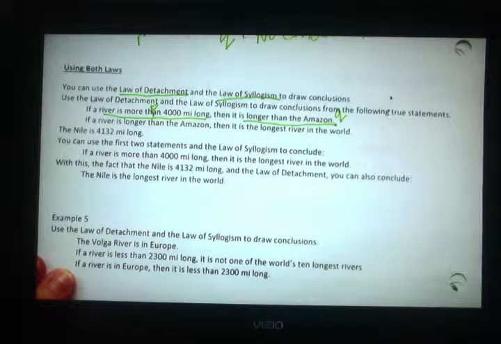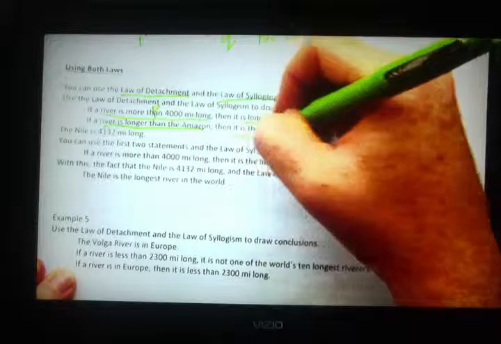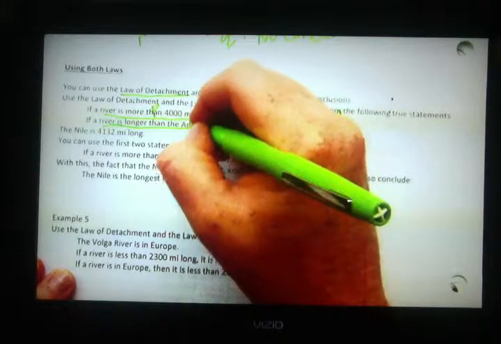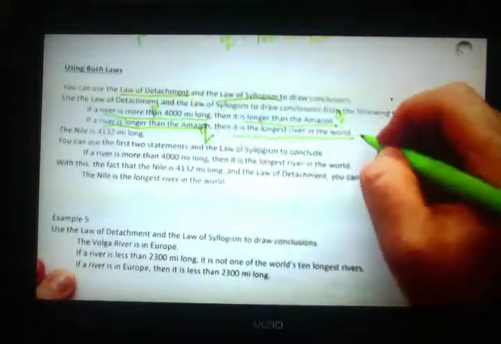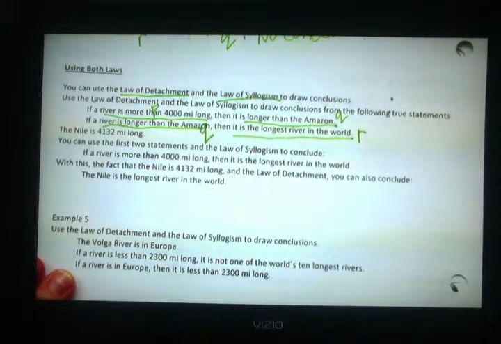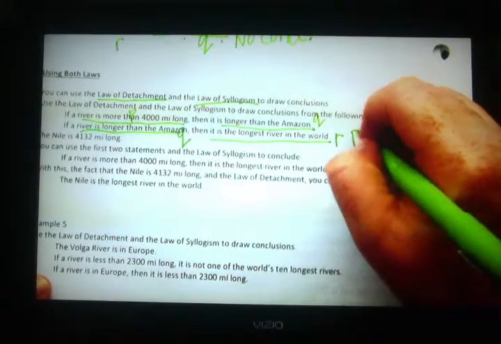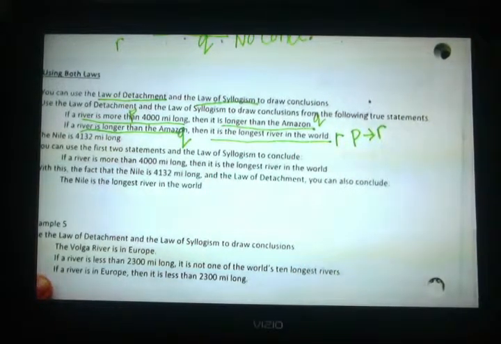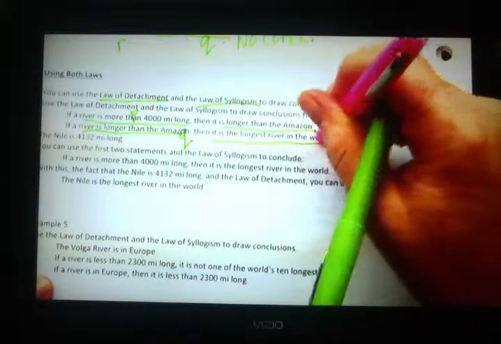So let's see what's going on here. If a river is longer than the Amazon, then it is the longest river in the world. Okay, this definitely looks like the syllogism. Q is repeated, then R. So now we conclude if P then R by the law of syllogism. You can now say if a river is more than 4,000 miles long, then it is the longest river in the world.